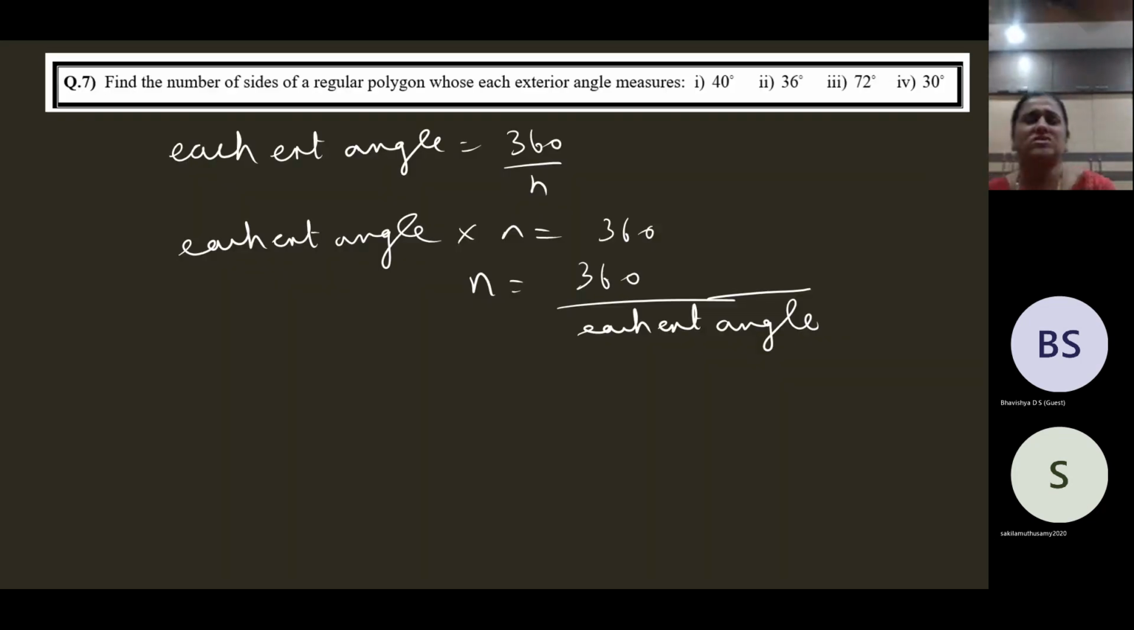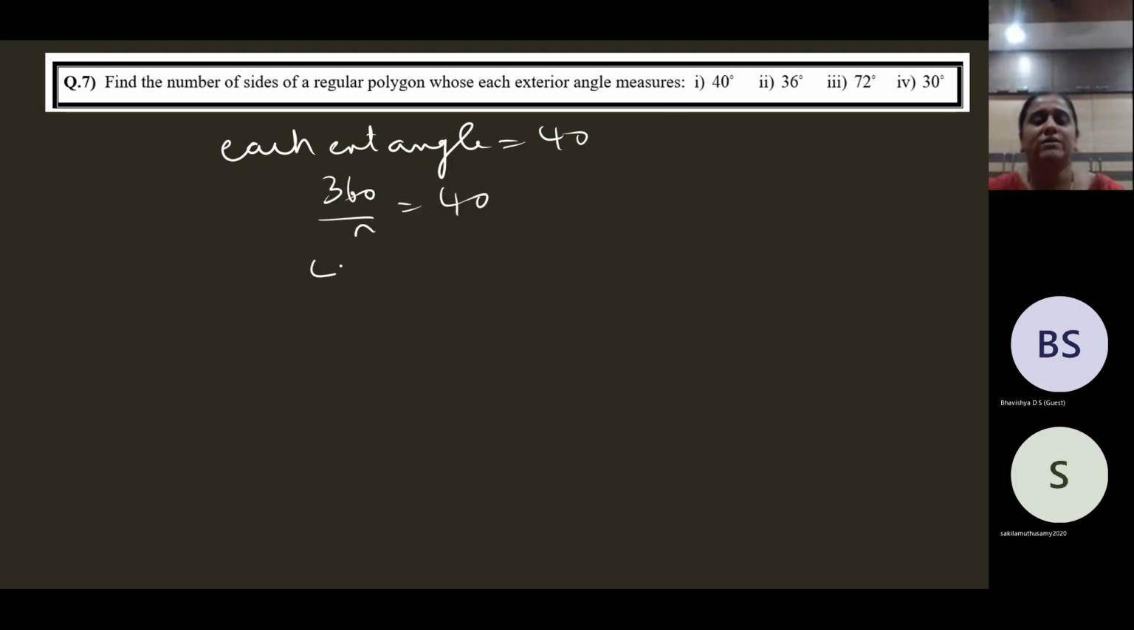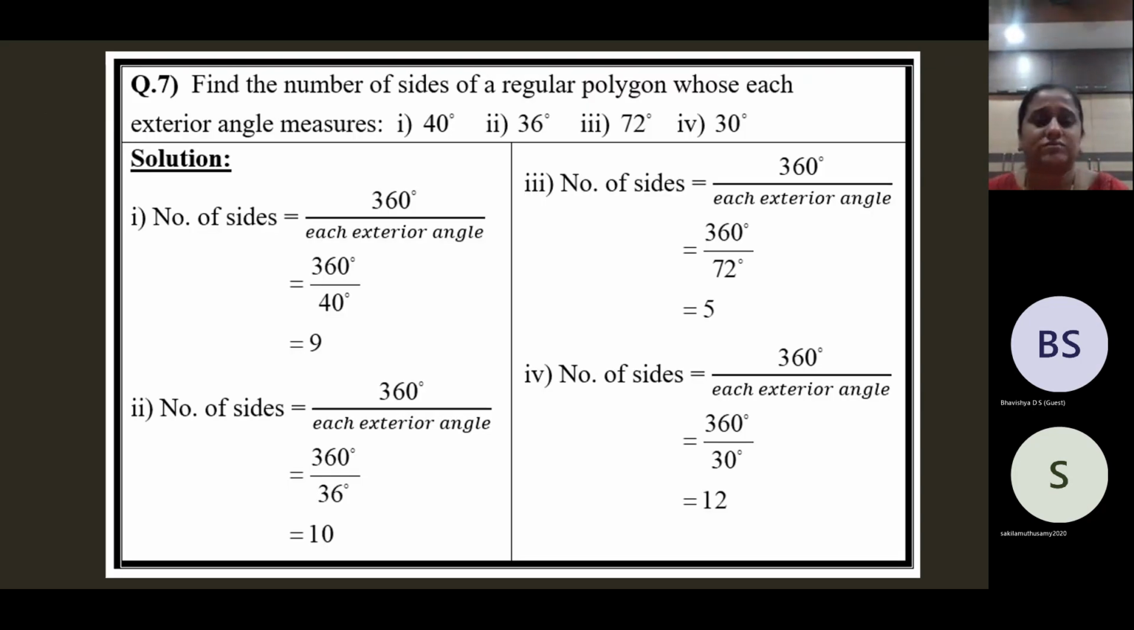You can also do it like this, children. Not that you should do it like this, but like I started working, no? What did I write? Each exterior angle is equal to 40. That means 360 by n is equal to 40. Cross multiply, 40 n is equal to 360. n is equal to 360 by 40, which is 9. You can do it like this also. Anyways. All right.